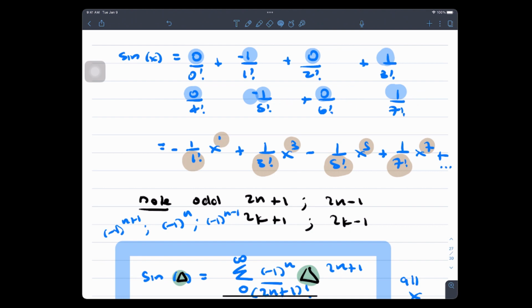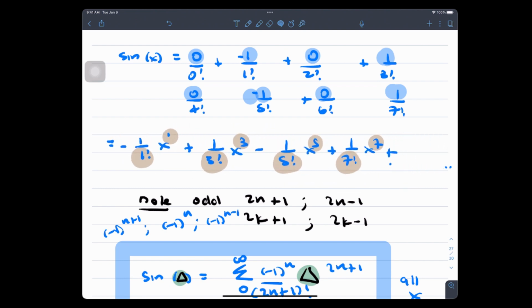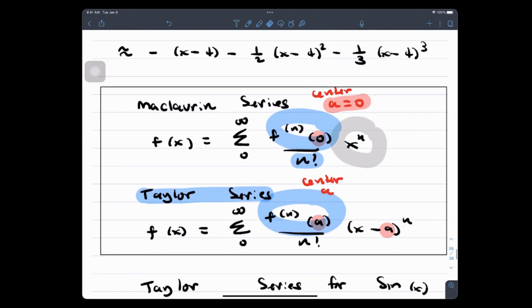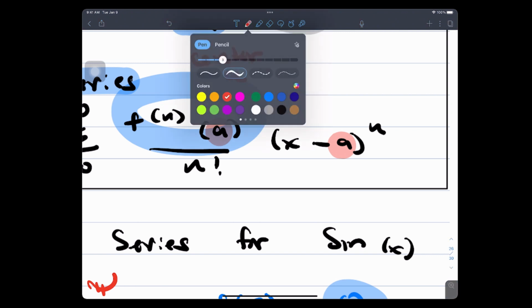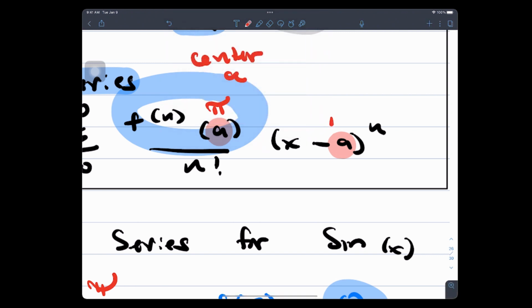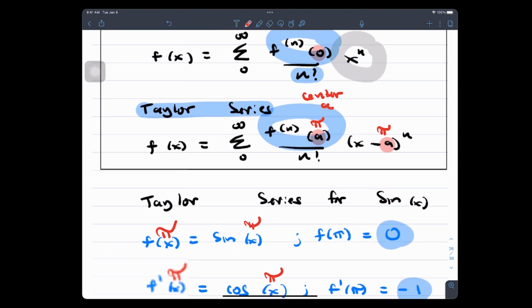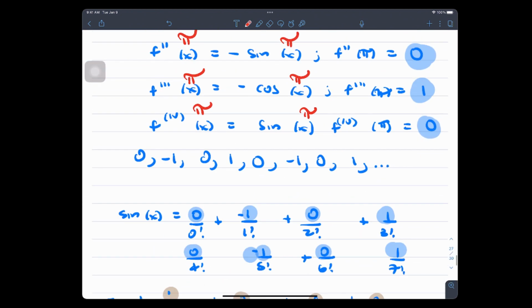Let me see if I can move and expand. What do I mean? Do you guys know what we're talking about? What else do we have to change? This is now what? That's x minus pi now. So if a in this example is pi, this is centered around pi. So it's not x anymore.